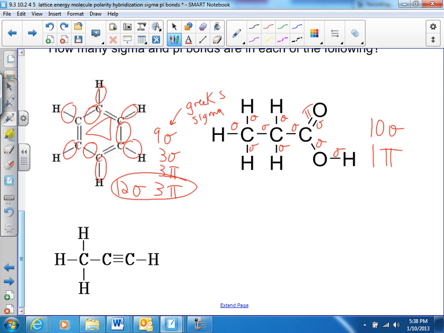So just one more. Count your sigmas and pi's. Again, pause it if you want to do this on your own. Sigma, sigma, sigma. Now triple bonds count as 1 sigma and 2 pi's. So I have 1, 2, 3, 4, 5, 6 sigma and 2 pi bonds in that structure. Very easy and straightforward.